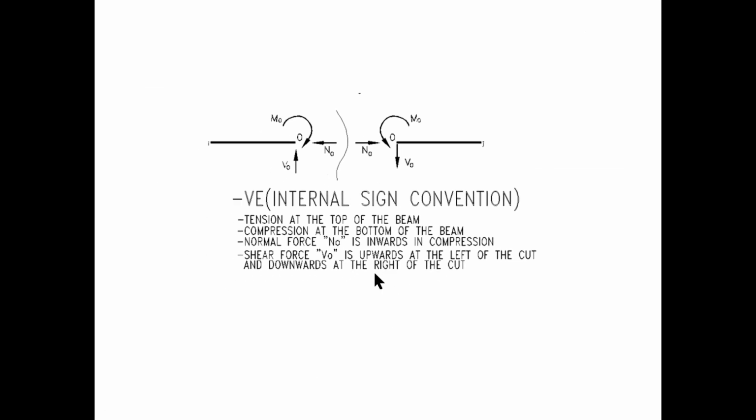The internal negative sign convention is obviously the complete opposite to the positive sign convention. I have written it here for you. So the complete opposite. Tension is going to be at the top of the beam and compression is at the bottom of the beam. That's due to the moment. Normal force Nx is now inwards in compression. Shear force is now upwards at the left side of the cut, and the shear force would then be downwards at the right side of the cut.